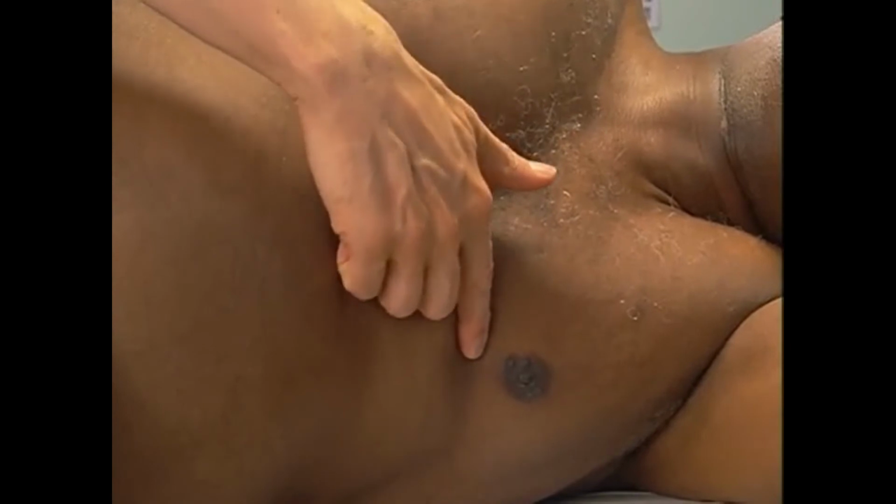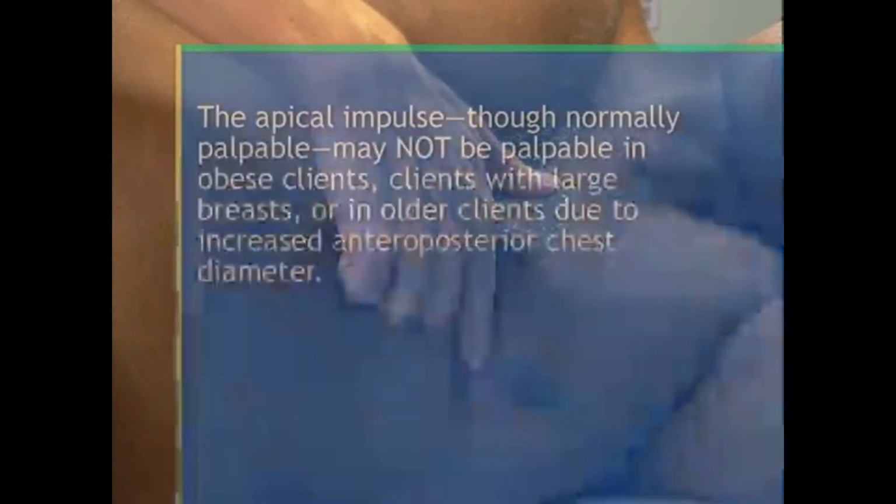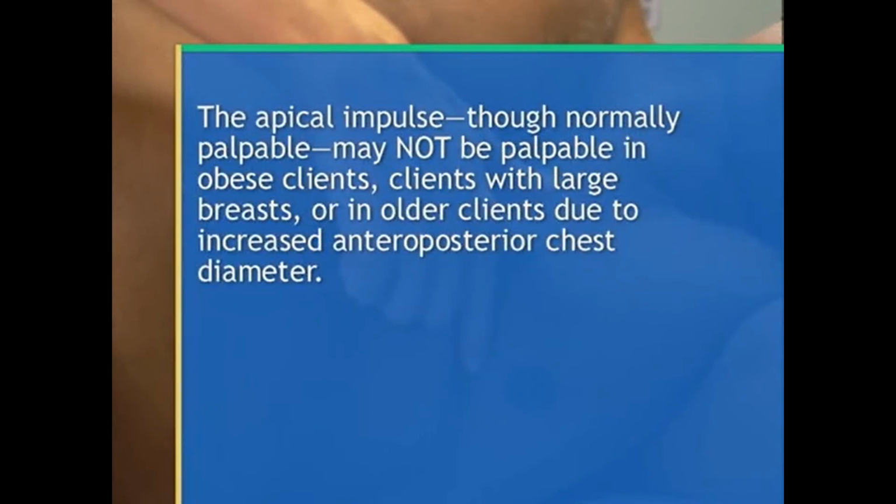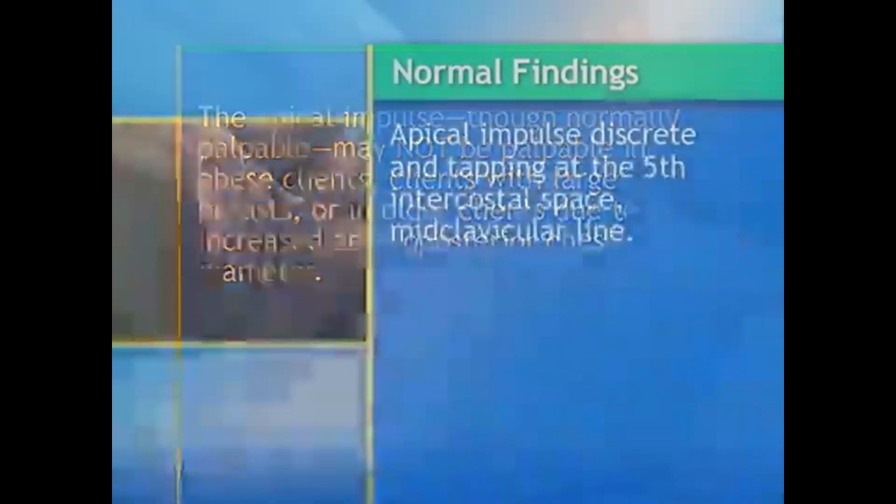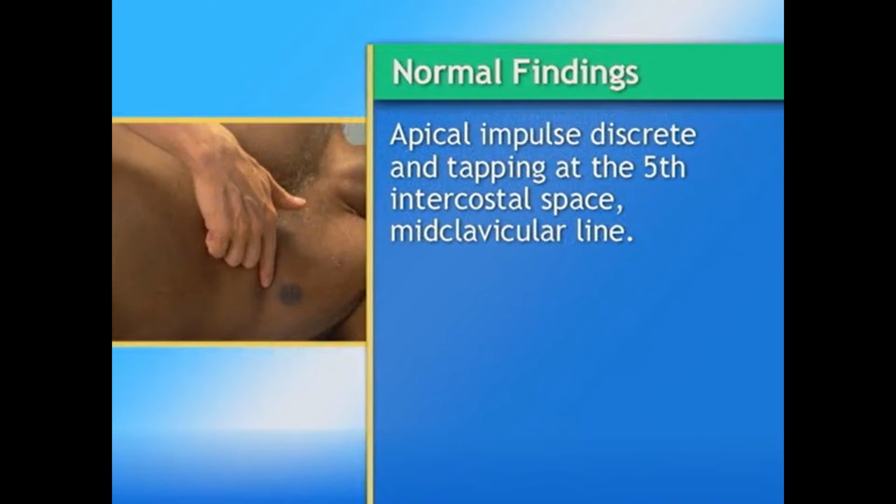Then, after locating the pulse, palpate more accurately using just one finger pad. The apical impulse, though normally palpable, may not be palpable in obese clients, clients with large breasts, or in older clients due to increased antero-posterior chest diameter. Apical impulse discrete and tapping at the fifth intercostal space, mid-clavicular line.